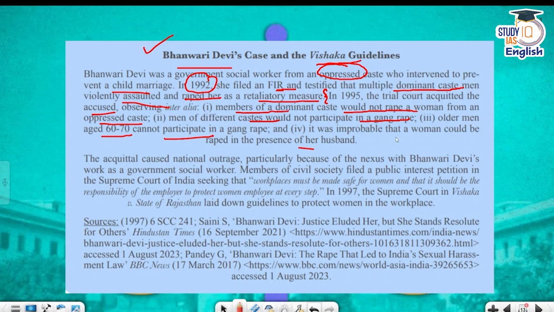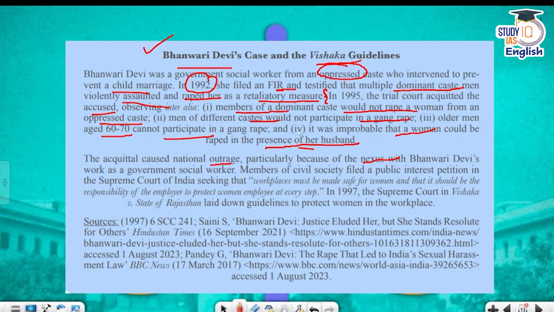And it was improbable that a woman could be raped in the presence of her husband. These were the reasons that were given, and this acquittal caused national outrage because of the nexus with Bhavani Devi's work as a government social worker.